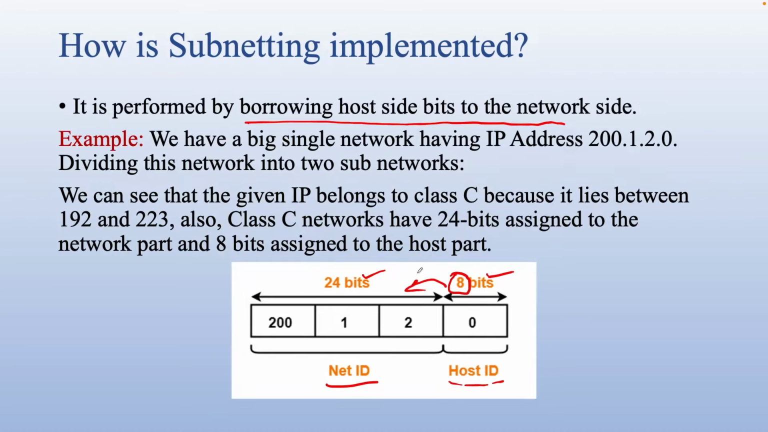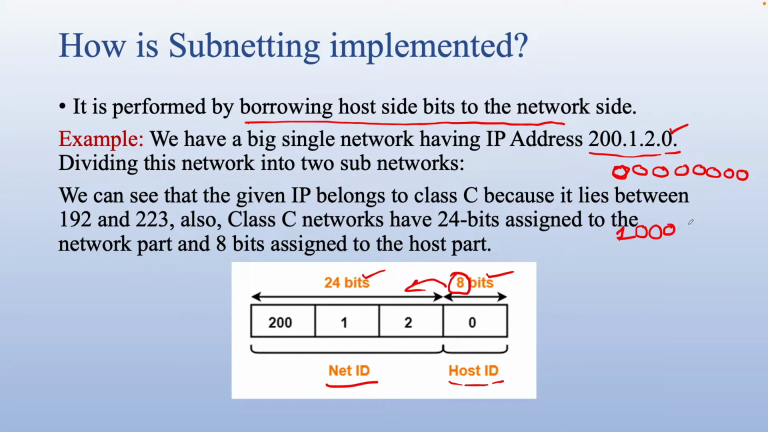For example, you have this IP address 200.1.2.0, right? This is the IP address and the last octet is 0. If you take this into binary form, it has 8 bits, all are 0, right? So the last octet, if I expand it, is all zeros. So if I fix this first bit as 0 and if I fix this first bit as 1, then these are 2 subnets.